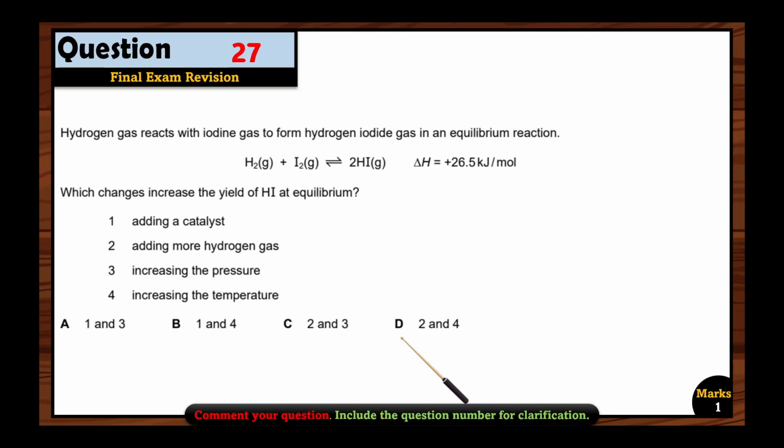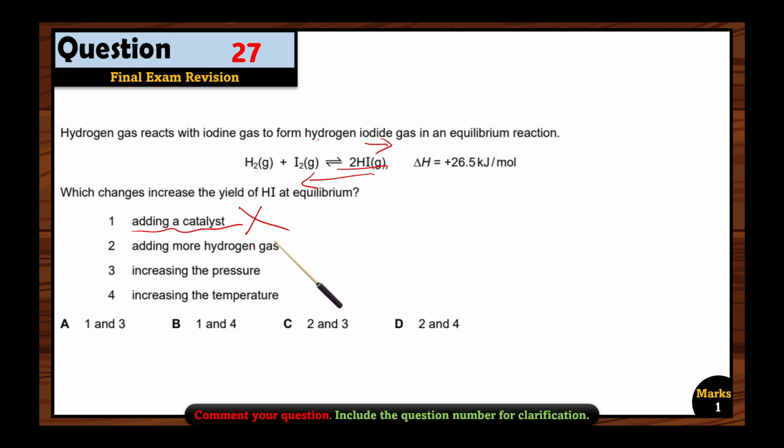Question 27. Hydrogen gas reacts with iodine gas to form hydrogen iodide gas in equilibrium. Okay, this is the reaction. Which change increases the yield of HI at equilibrium? Adding a catalyst. I already told you that a catalyst only increases the rate of the reaction, because if you add the catalyst, it will increase the forward reaction and the reverse reaction. So the rate of the reaction will only be increased, but it will not affect the yield of the product or the reactant. So adding a catalyst will not increase the yield of HI.